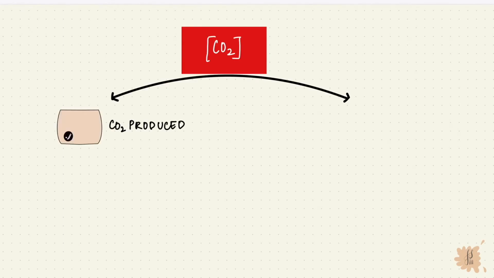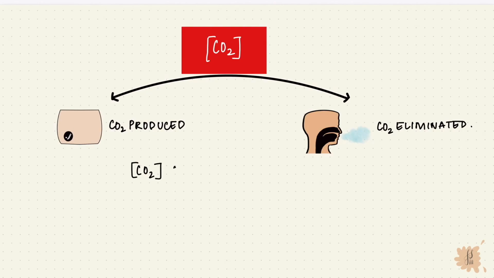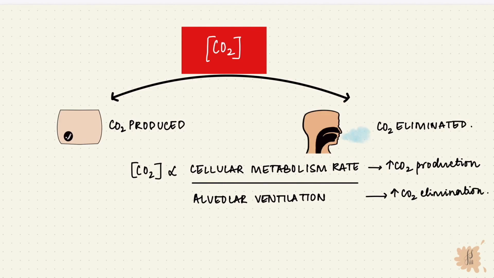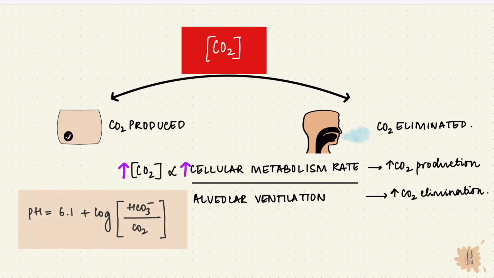The carbon dioxide levels in the blood depend upon how much is produced and how much is eliminated. It's directly proportional to the cellular metabolism rate, which increases carbon dioxide production, and inversely to alveolar ventilation, which controls carbon dioxide elimination. So if there's increased cellular metabolism, there's more carbon dioxide. And by the Henderson-Hasselbalch equation, more carbon dioxide means low pH, acidosis. If there's increased alveolar ventilation, there's more carbon dioxide elimination. So there's an increase in the pH, alkalosis.